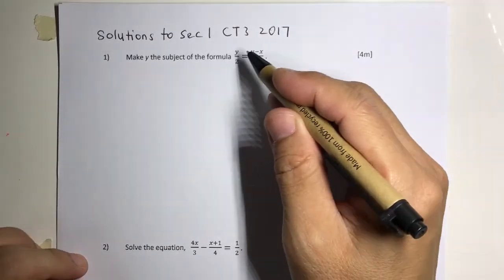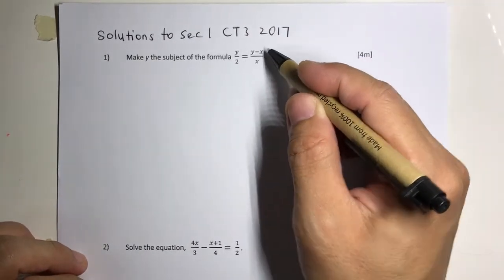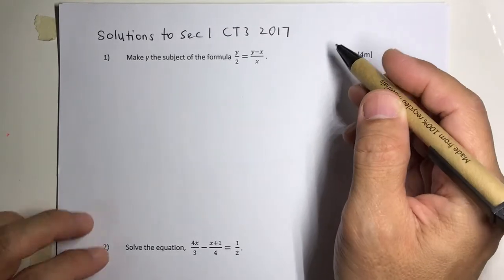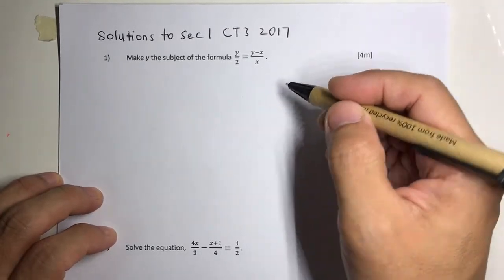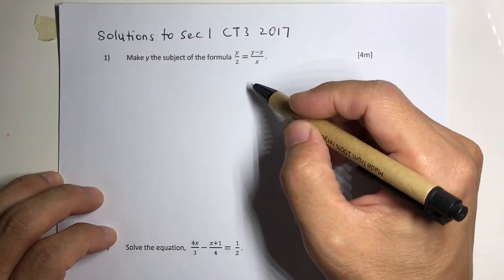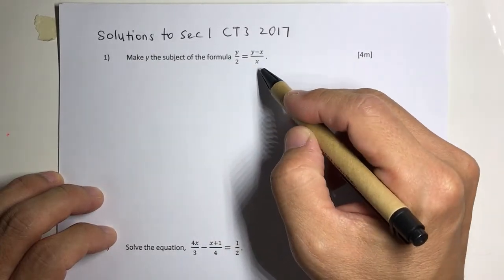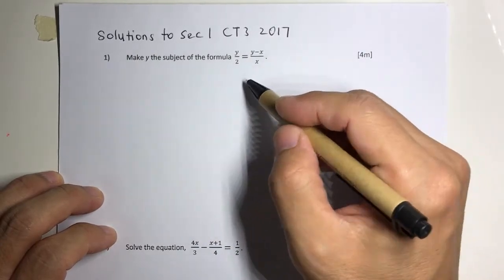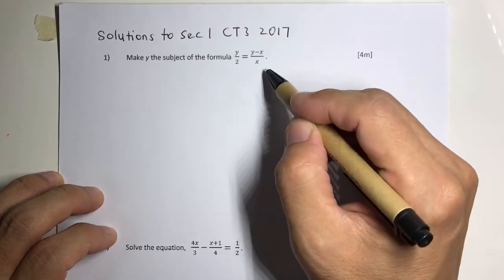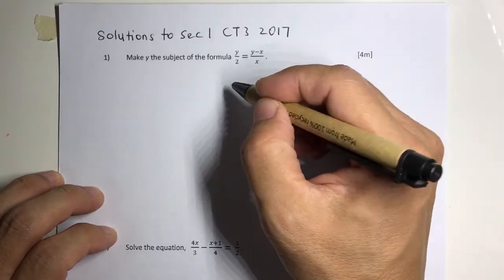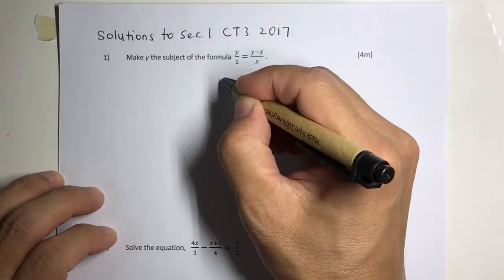Solutions to Sec 1 Common Test 3 2017. In the first sum, we must make y the subject of the formula. As there is a single fraction on each side, the first thing we do is to cross multiply.